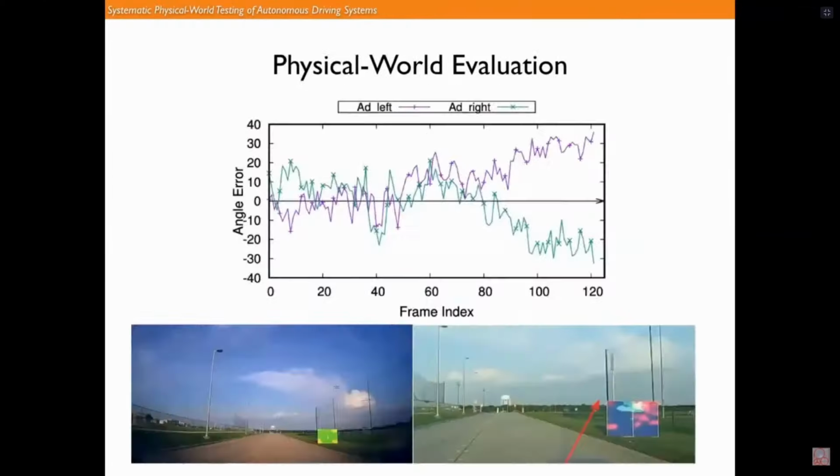Regarding physical world evaluation, here I show 2 case studies where we print out 2 adversarial images and paste them onto the roadside billboard, and we conduct this experimentation within the UTD campus. Basically, we drive a vehicle past this roadside billboard, and we record the resulting angle error for each captured image frame. This figure summarizes the results, where the x-axis denotes the frame index and the y-axis denotes the angle error.